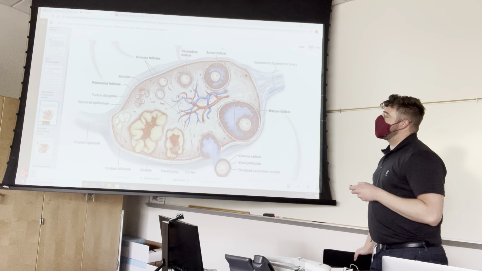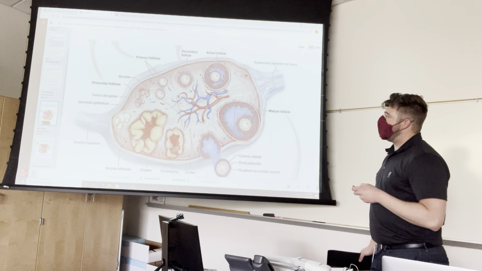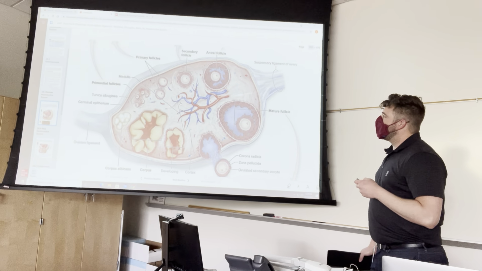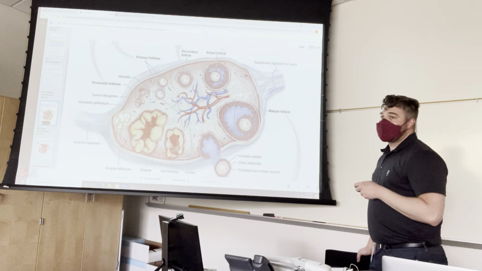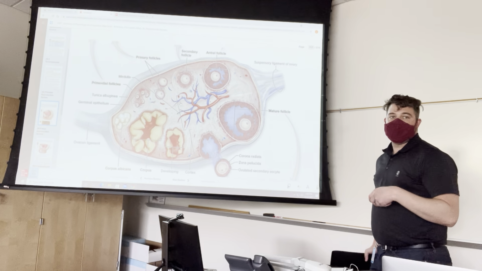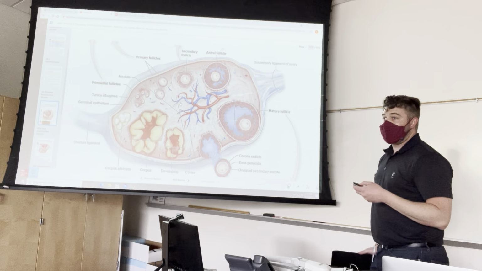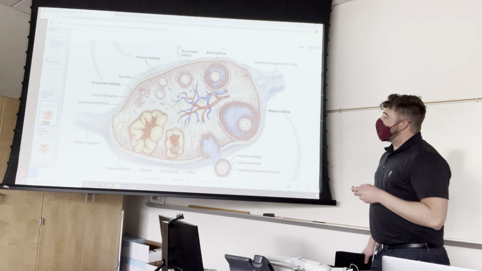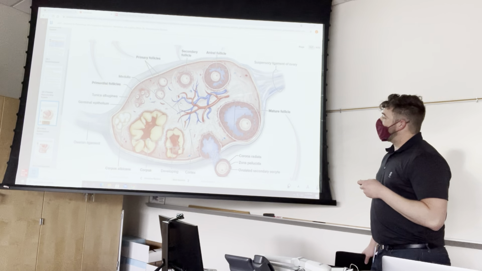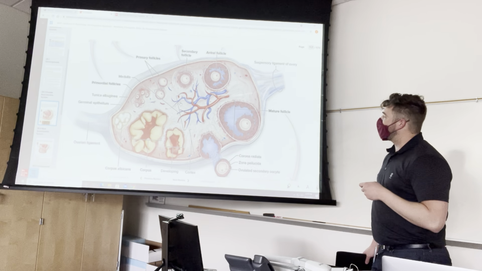It goes through these stages. You start off with the primordial, and then it gets into primary follicles. As it goes, you see that the layers of support cells are starting to change. You start to get this antral fluid, and the oocyte, the egg inside, is changing as well. It's going through stages of meiosis to be prepared for ovulation and fertilization. As the month progresses, the follicle develops, it becomes a mature follicle, and you notice that it starts to bulge up against the ovary.